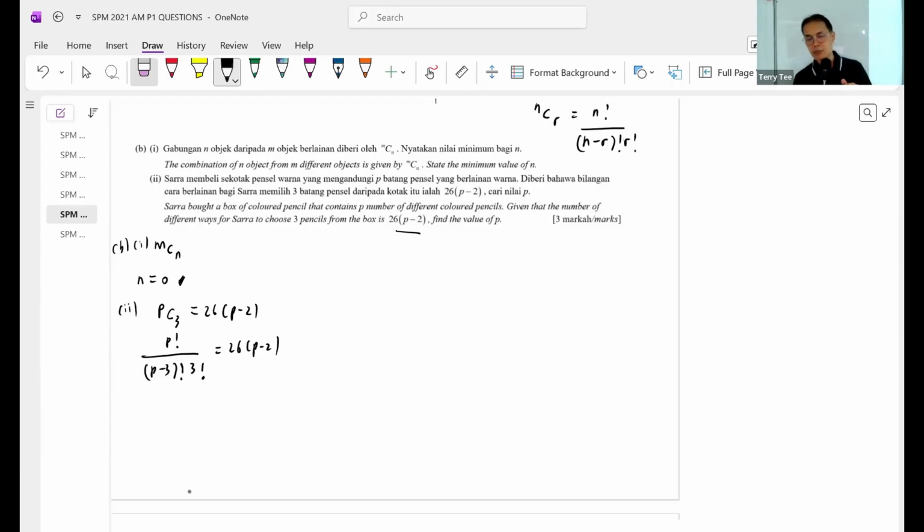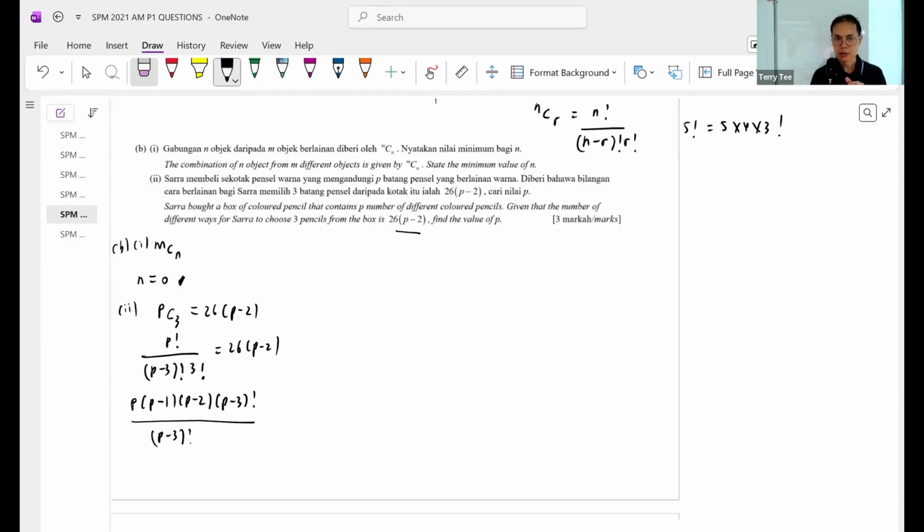Now, what is p factorial? If you go in descending order, if today I give you 5 factorial, 5 factorial is like 5 times 4 times 3 factorial. Why do I do that? Because I want to simplify this further. For p, you can go in descending order, p minus 1, followed by p minus 2, then I continue with p minus 3 factorial, divided by p minus 3 factorial times 3 factorial, equals 26(p minus 2).